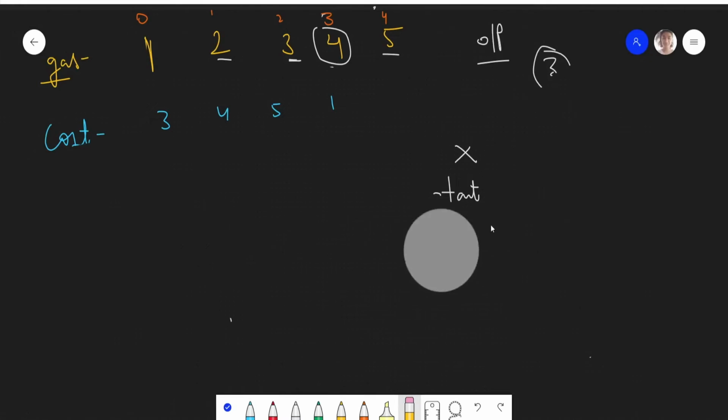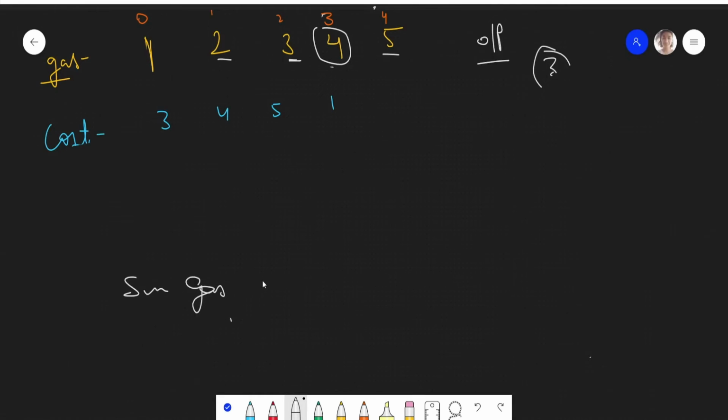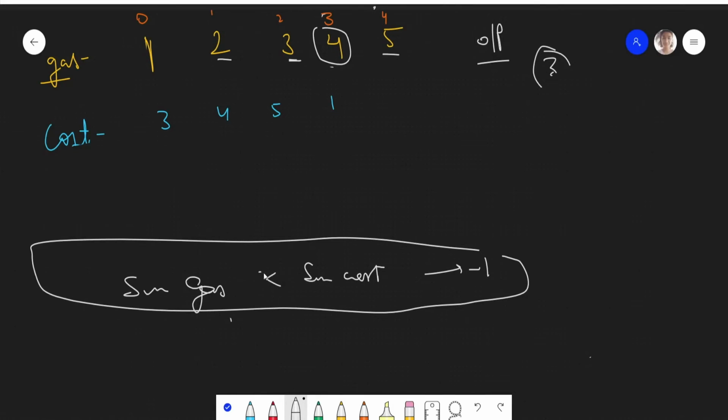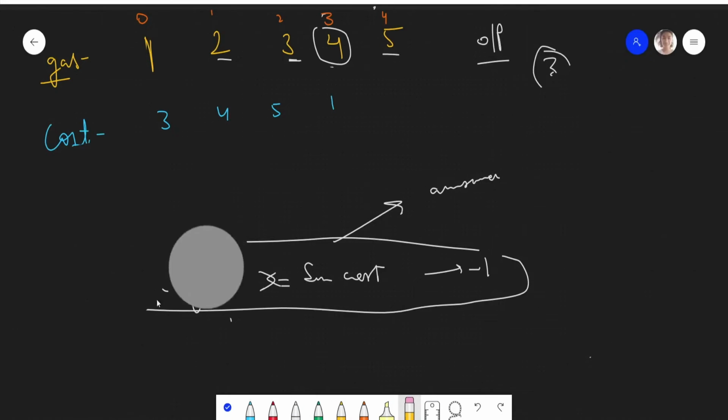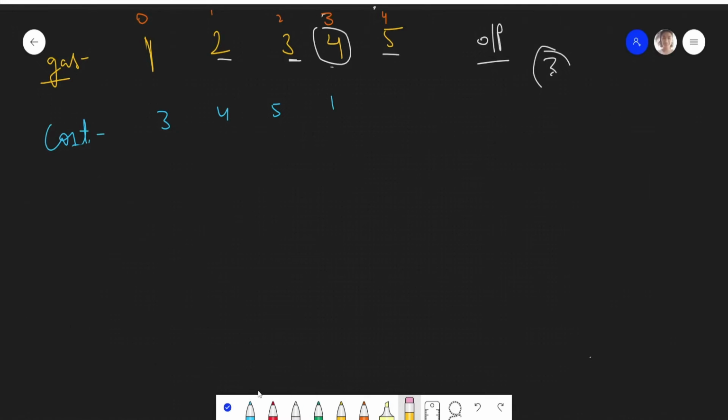Right. So now, earlier we checked that if the sum of gas is less than the sum of cost, then we'll return -1. If this is not the case, meaning it's greater than or equal to, then there will be an answer. So we have to find that. How will we do that? We will have a current fuel variable, as we saw earlier.